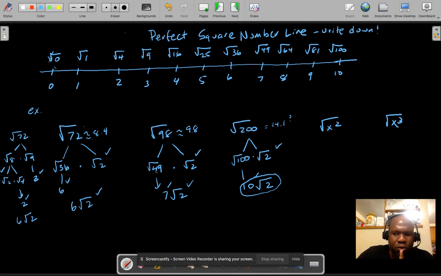Well, think about what is the perfect square of x squared. What is x squared? How can I break that down? If I think about it, I'm just going to make one radical to make people see it. It's basically x times x, right? So x times x equals x squared.